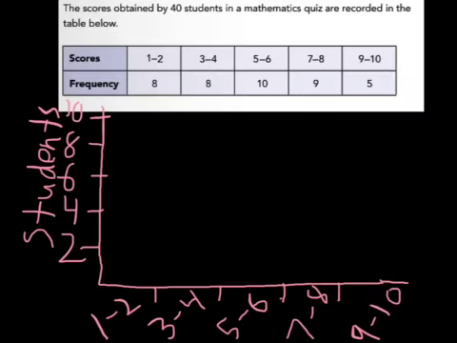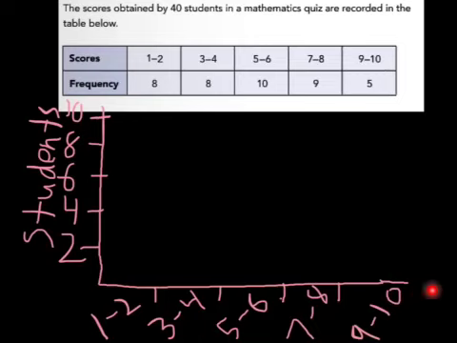So now we're going to make our own histogram. With this data here, the scores obtained by 40 students in a mathematics quiz are recorded in the table below. So here's our table. So how many students got a score of 1 to 2? 8 of them did. How many students got a score of 3 to 4? 8 again. How many got 5 to 6? 10.